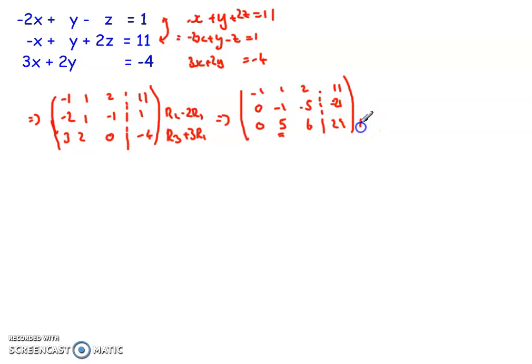Well, if I were to do row 3 plus 5 of row 2, what would happen is I'd get my 0 here by manipulating these two. So that is the next row operation I'm going to do. Top row would stay the same, -1, 1, 2, 11. Middle row would stay the same, 0, -1, -5, -21.